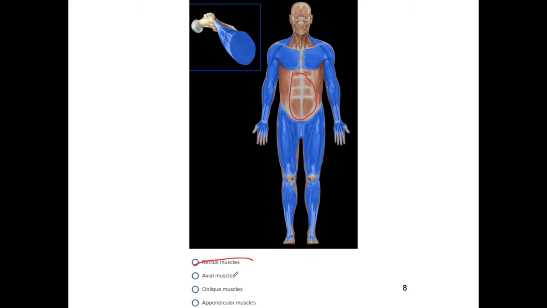Then there's axial muscles. Well, axial is everything that's not blue, so let's cross that out. Oblique muscles. Obliques are over here. They're called abdominal obliques. So it can't be that. So what we're left with is appendicular muscles.